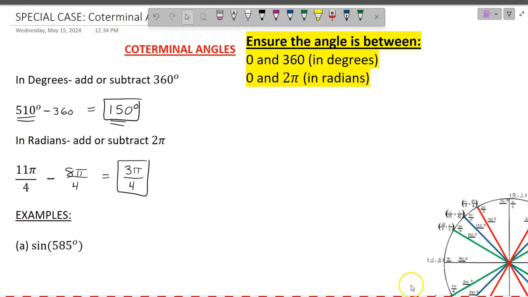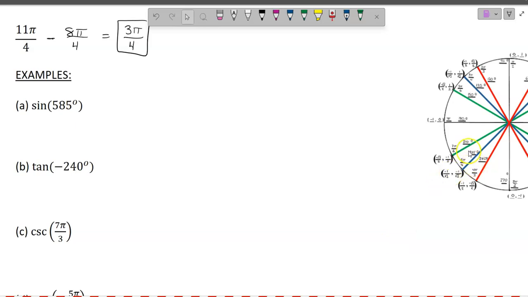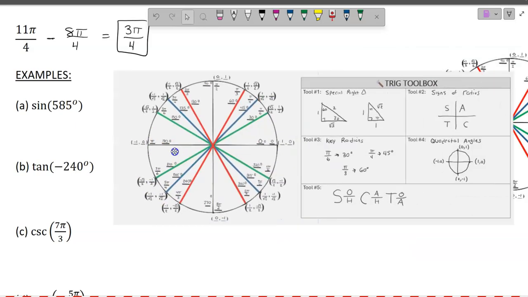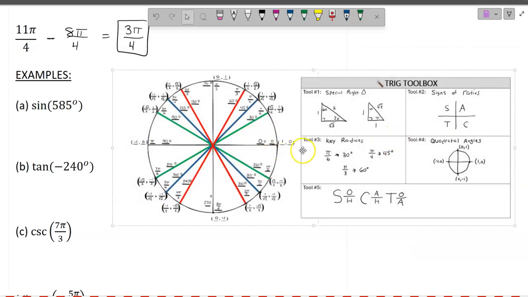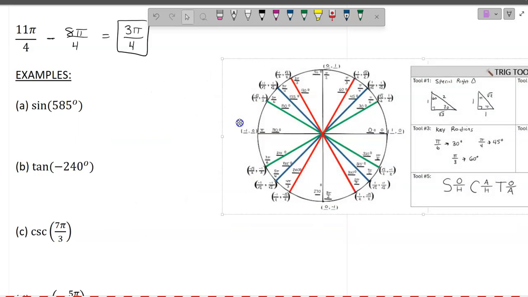It's really only adding one extra step to the process that we've already learned. Here is that trig toolbox and unit circle that we need to use as we're doing these. Right away, the first thing I see is that I have a big number here, 585. If I subtract 360 from that, it gives me 225, which means this question really is nothing more than asking what is sine of 225.